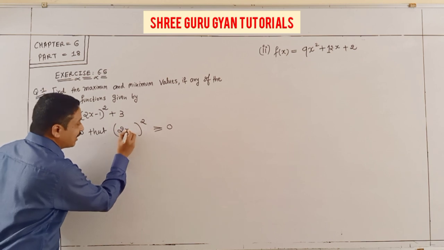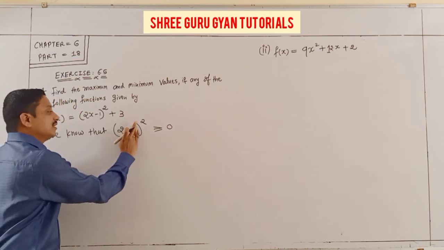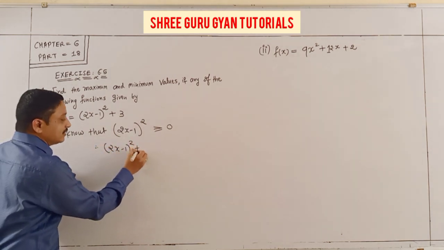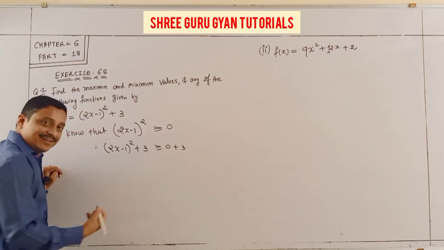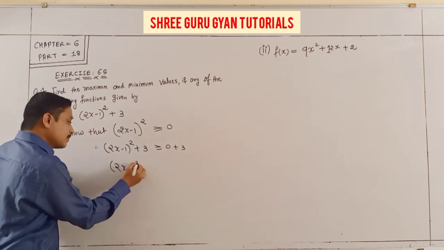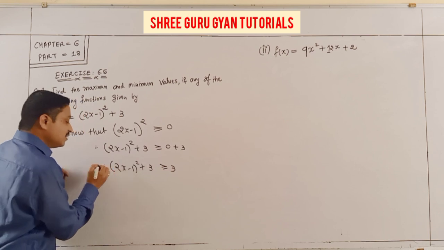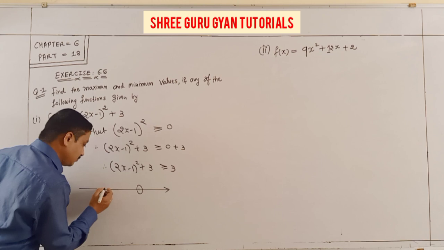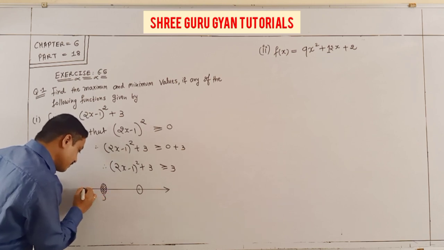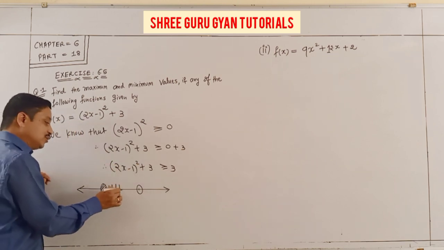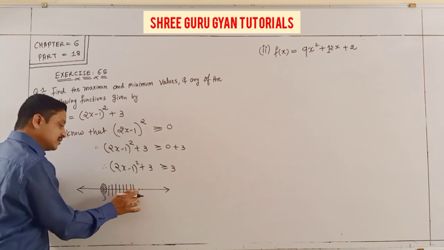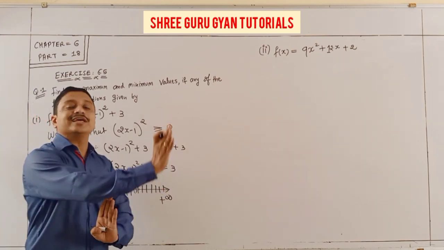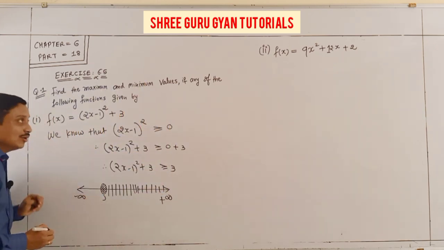I will just put 2x minus 1 whole square and add 3 on both sides. So you get (2x minus 1) whole square plus 3 greater than or equal to 3. It means on the number line, 3 and more than 3, on this side your values come. It goes to infinity, but which side? More than 3. So my answer is over.